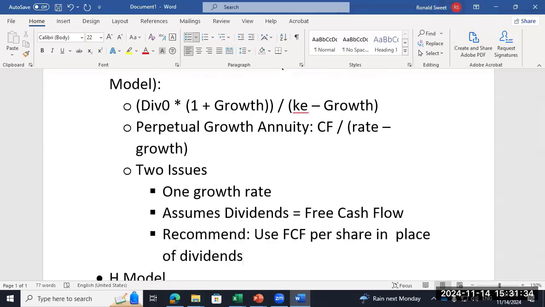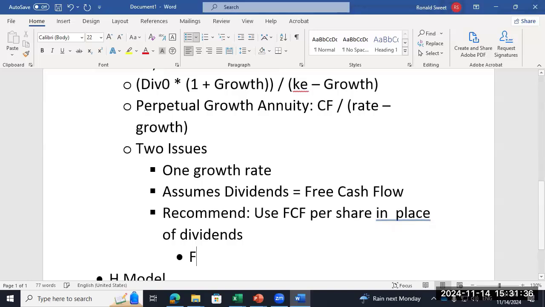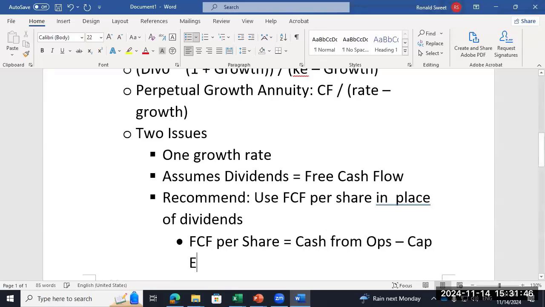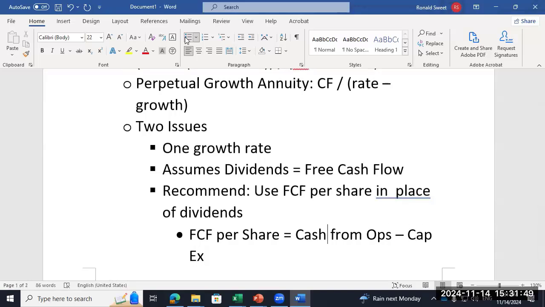I'll show you that on the video, but for free cash flow per share, my simple formula is cash from operations minus CapEx. Real simple formula. Divided by shares outstanding. You'll see that in the video and you'll see how to work that. I'm going to cover some of this class in the video because you can easily watch that. In the video, you'll see me do this.